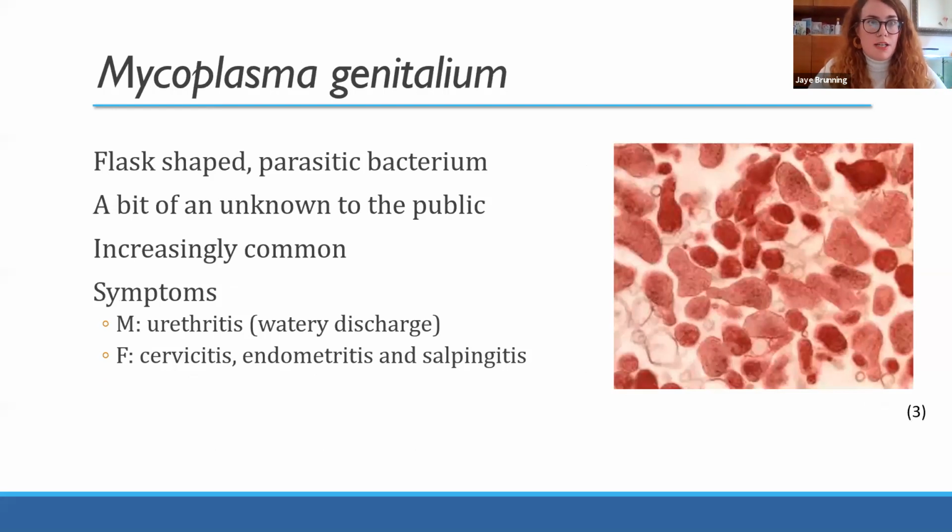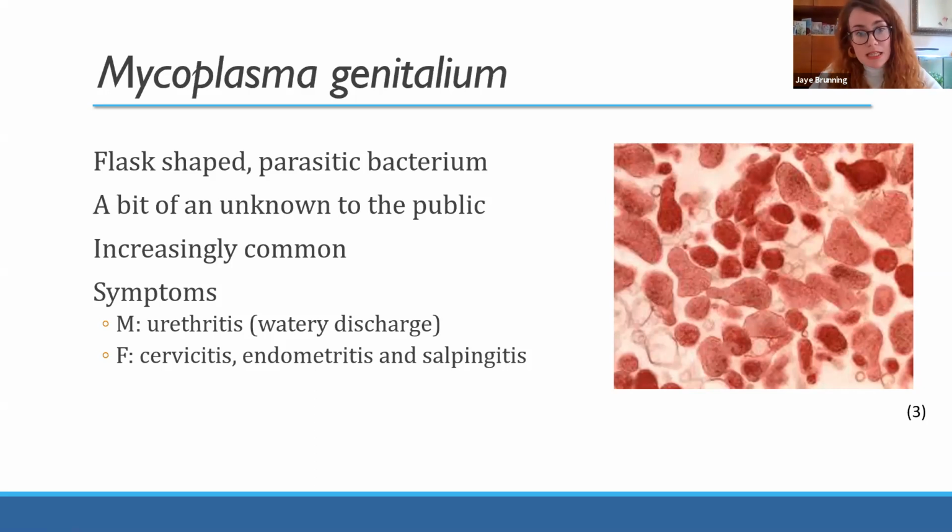So onto Mycoplasma genitalium. It's a flask-shaped parasitic bacterium. So this is what it looks like here. It's a bit of an unusual shape. So if you do spot it on microscopy, it's kind of clear what it is. It's a bit of an unknown to the public. It's not necessarily certain that everyone's heard of it, and it's definitely becoming increasingly more common. Might be because we're getting better at recognizing it, trying to look for it in the first place.